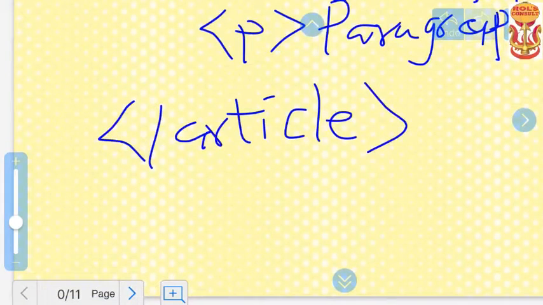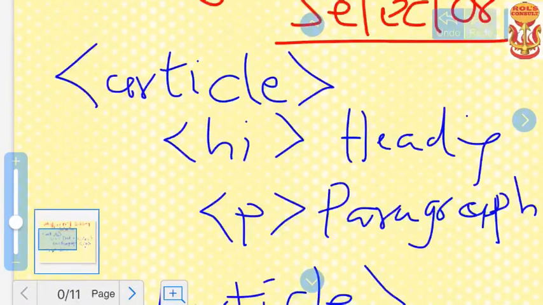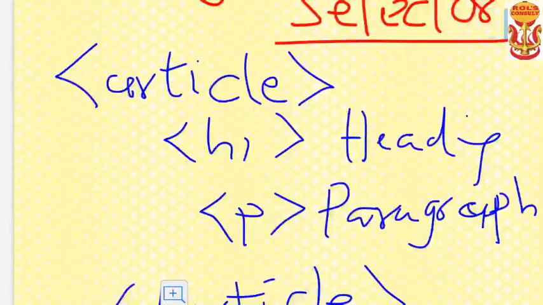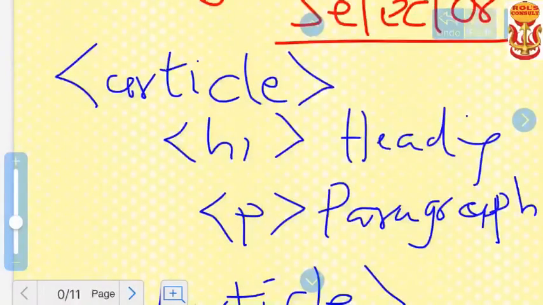So this is what we have inside of our HTML file. We have article, h1 and p. Then we closed our article. Now we say that h1 and p are what? Children of the article. So article is a parent of both h1 and p. But h1 and p are siblings to each other.